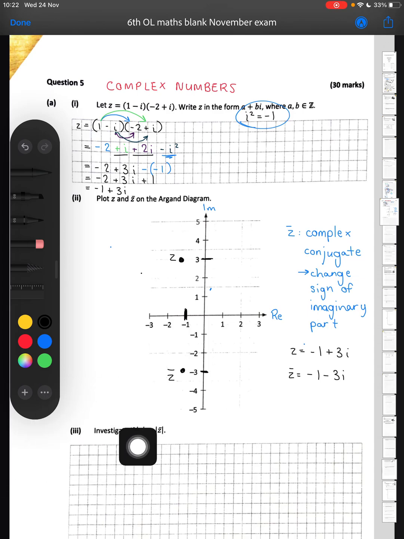Okay, and then it says investigate if, and then it has a line on both sides of Z. Remember, when there's a line on both sides of Z, it's looking for the modulus. Okay, the distance from the origin. So we are checking, do they both have the same distance from the origin?